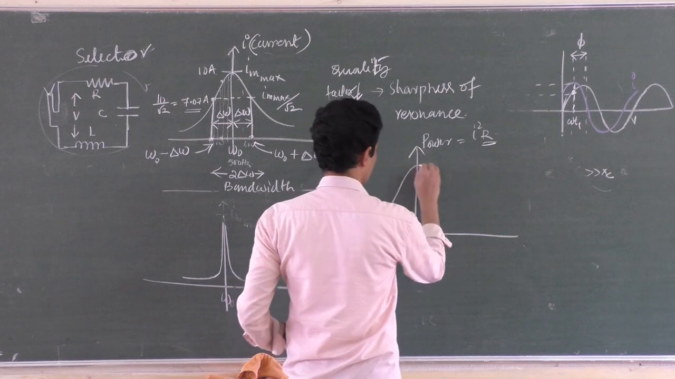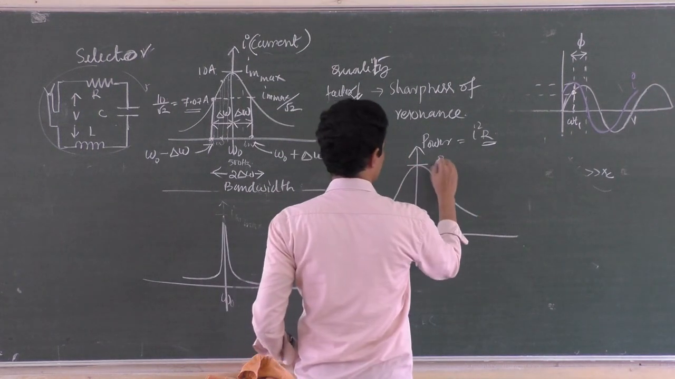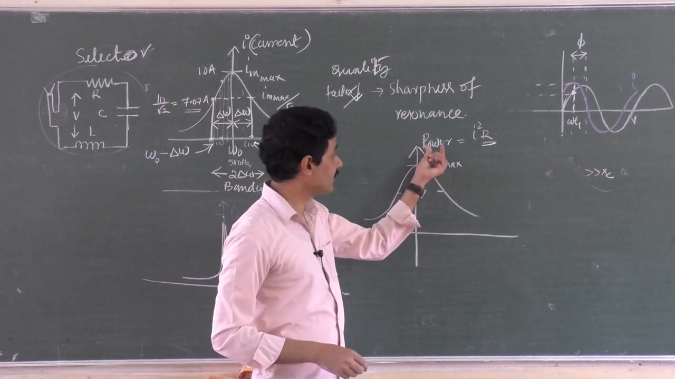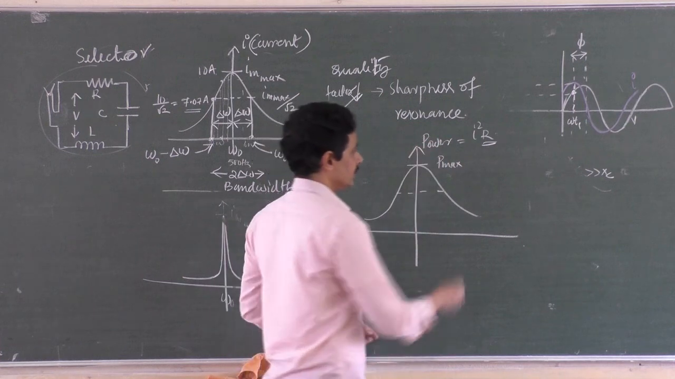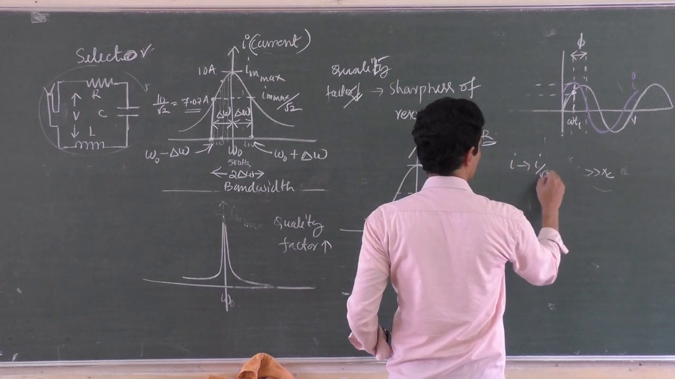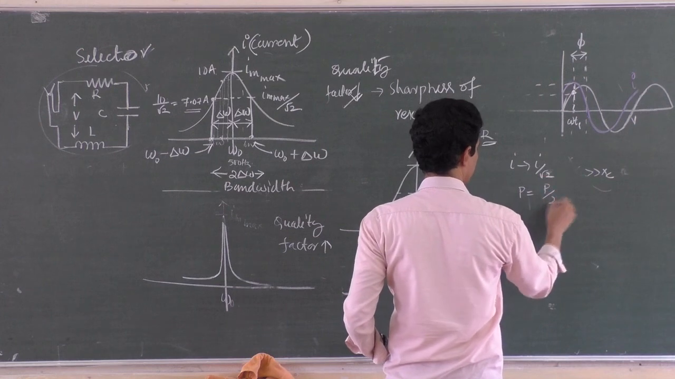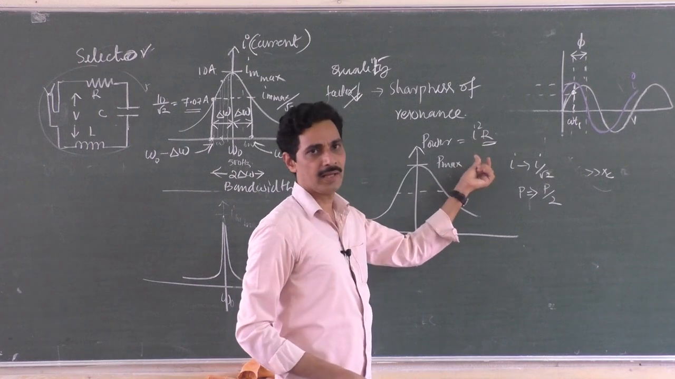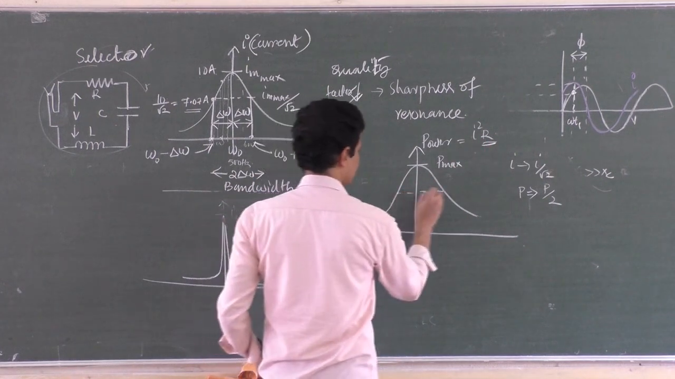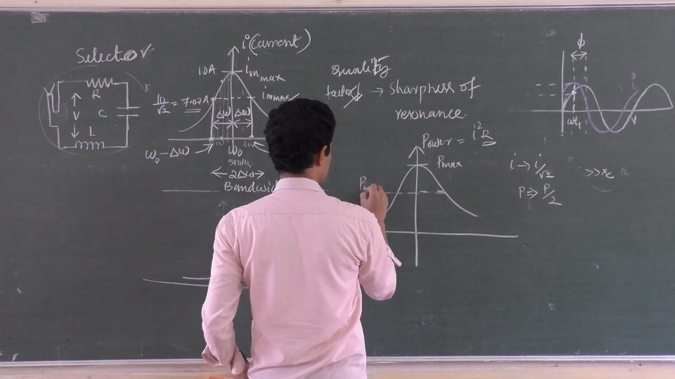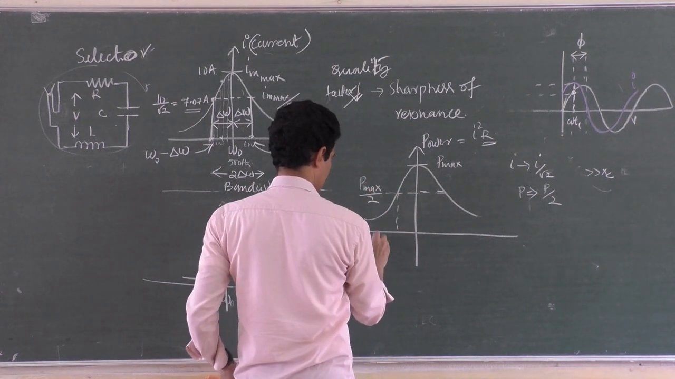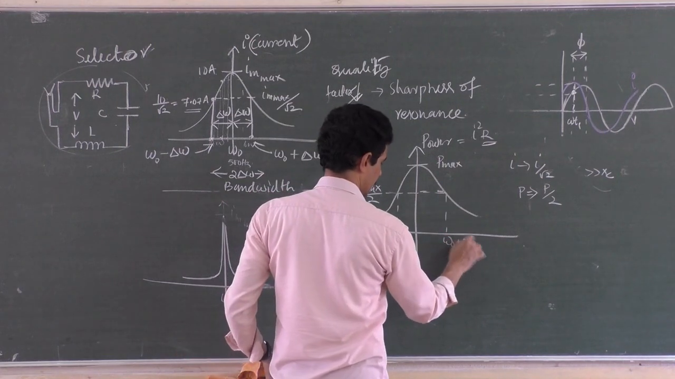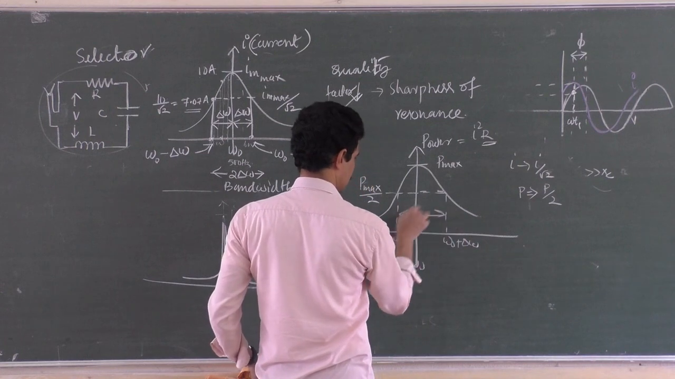The graph is the same. You will get a graph like this. This is power maximum, and this is power maximum by 2. If power has to be half, current has to be 1 by root 2, isn't it? If I comes to I by root 2, what happens to power? Power becomes P by 2. Why? Because if you substitute I by root 2 whole square, then it becomes I squared R by 2. So select a frequency where at least power is half of the maximum value, and this is omega naught minus delta omega, and this is omega naught plus delta omega, and this is omega naught, and this range is 2 delta omega.